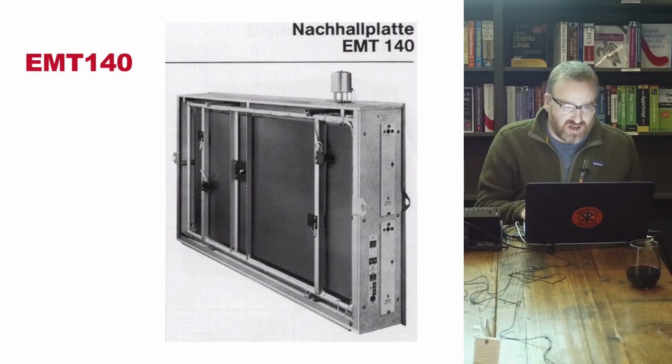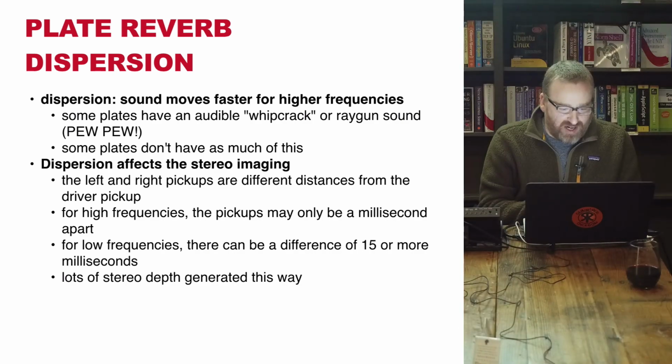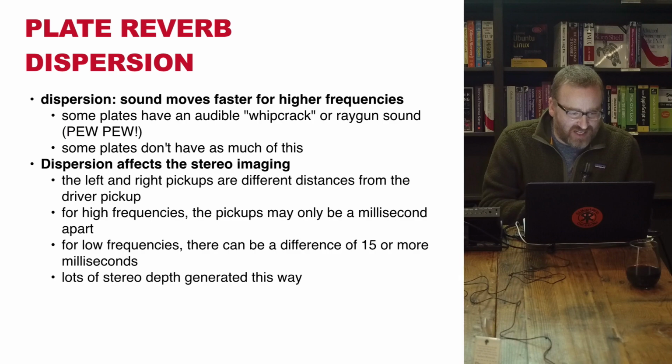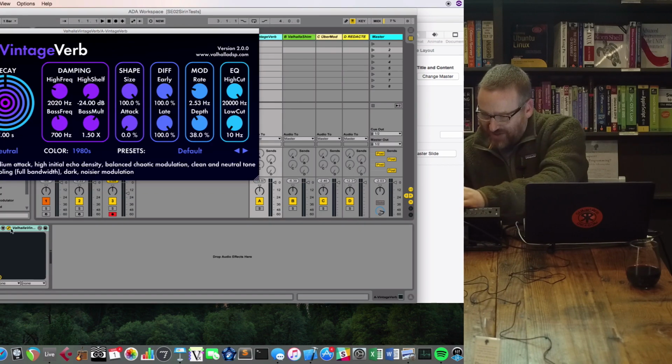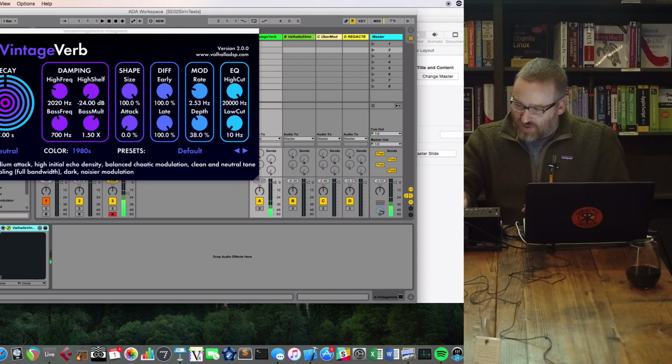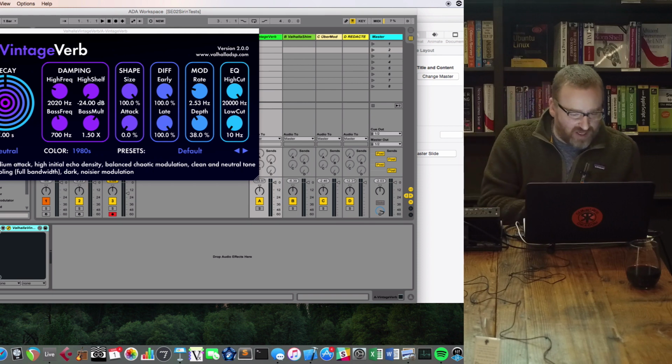So one of the things that you hear in a plate reverb is what's called dispersion. You hear this kind of whip crack or ray gun sound. It's hard to hear that in an actual reverb. It's almost easier to just synthesize it. That sort of resonant sweep is what you'd hear if you do an impulse response of a plate reverb. You'll hear that in there. It's a little ray gun sound.